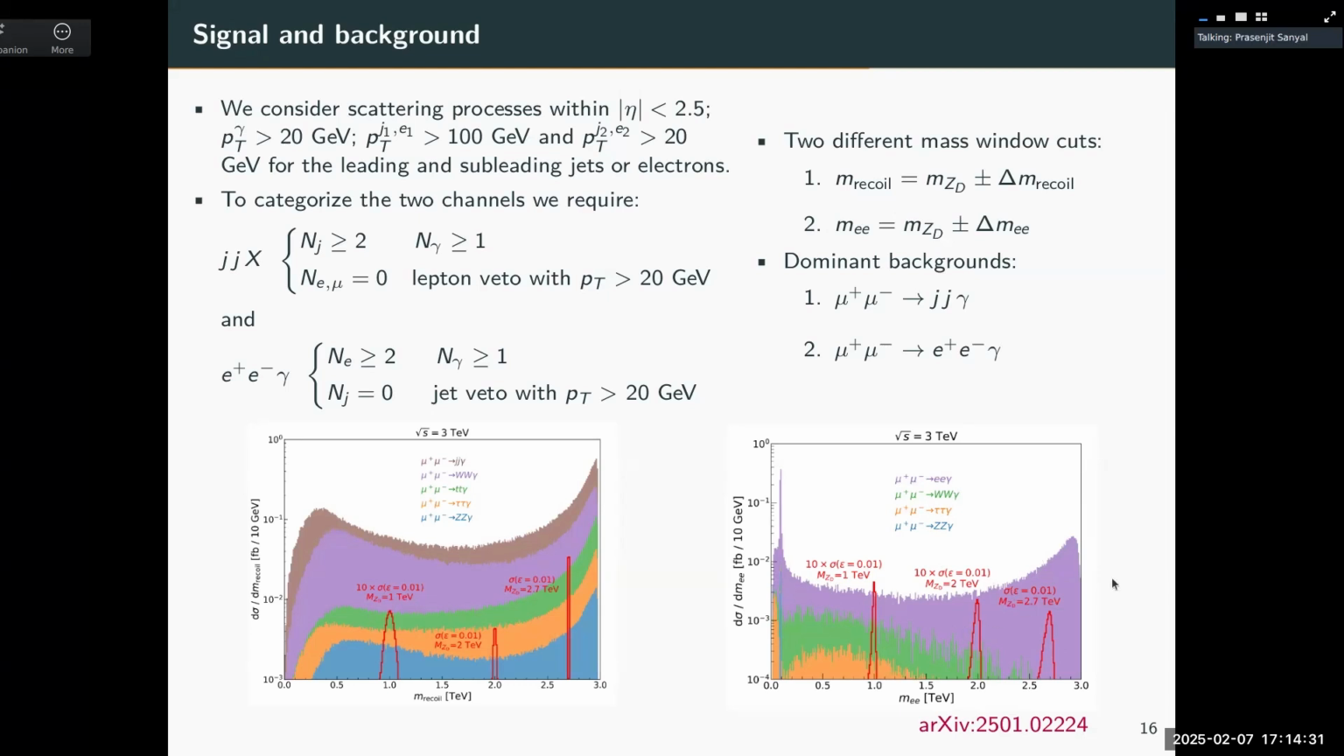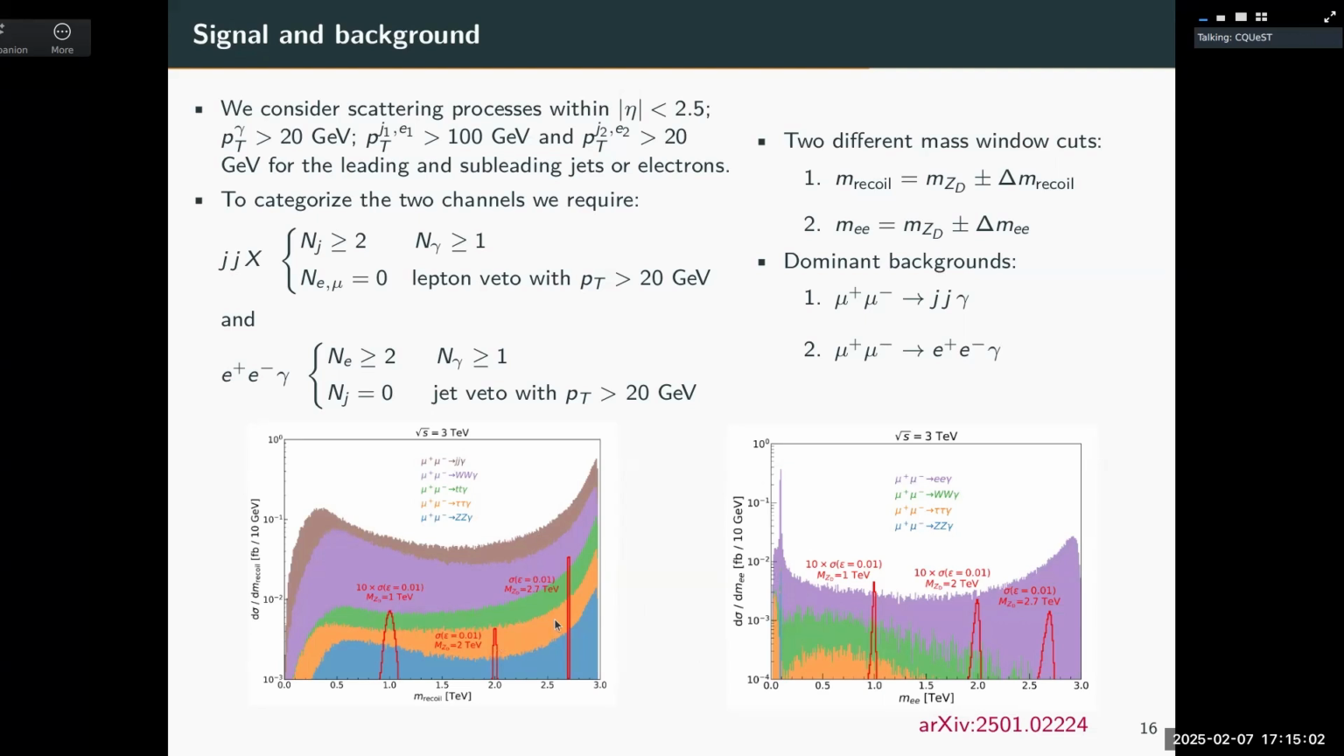Any question? A little bit confused. So in these plots, the histograms are the background, and these colored histograms are basically the stacked background distribution. And then the signal is represented by this red one. Yes, red ones. Exactly.